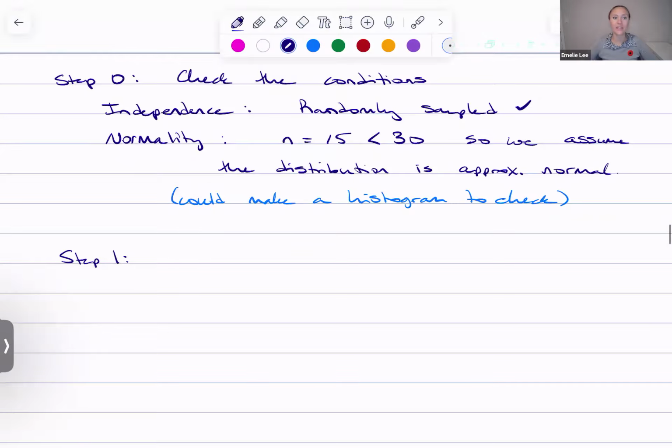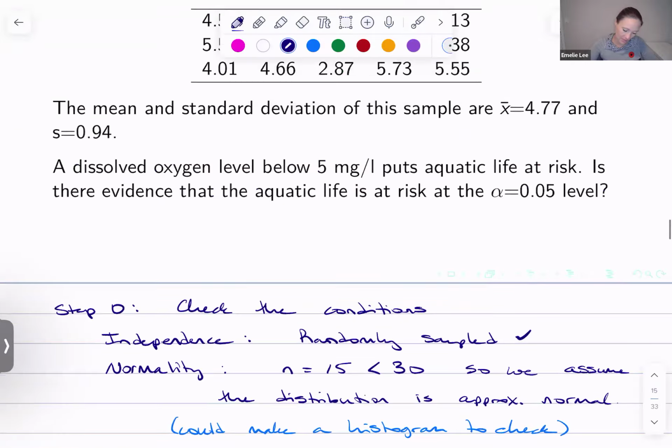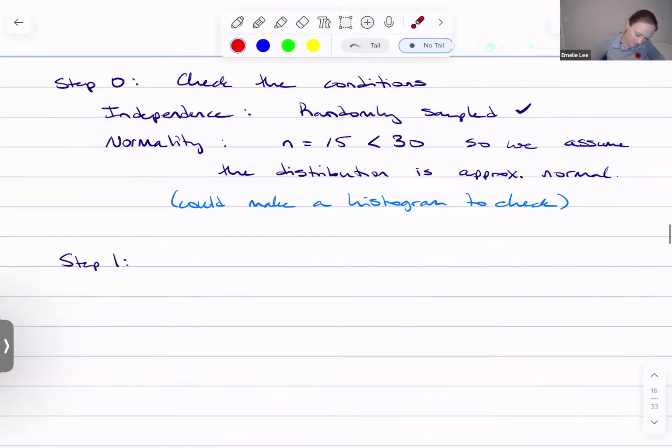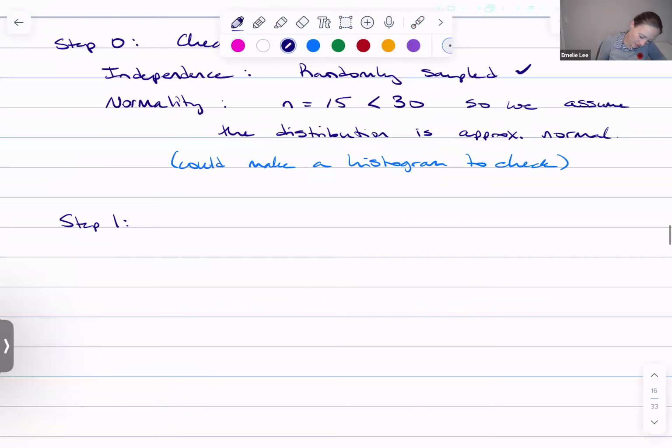Step 1 of the hypothesis test. Why do we know it's a hypothesis test? Because we want to know, is there evidence? As soon as I need evidence, I have to do a full hypothesis test. So step 1, state the hypotheses.